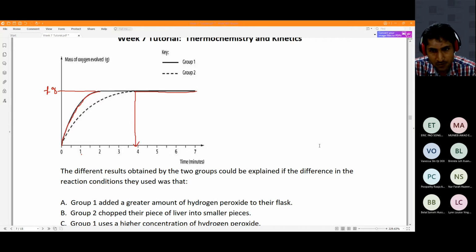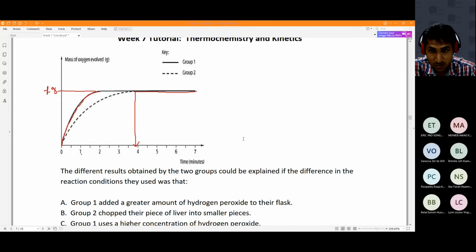Option A says that group 1 added a greater amount of hydrogen peroxide to the flask. But the thing is, the more of the liquid, doesn't matter if you add 20 milliliters, 30 milliliters, or 1 liter, the reaction still goes that way. The reaction is following the same path.